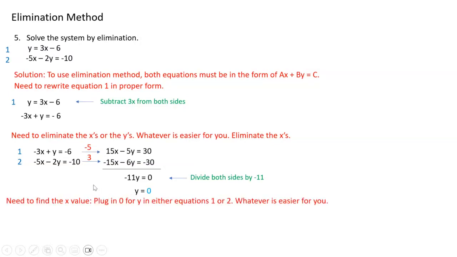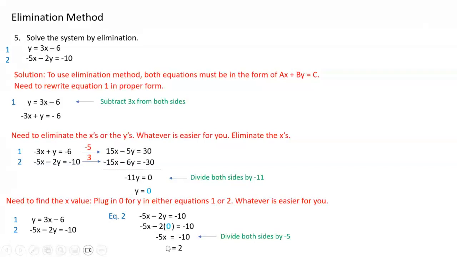Now I go back and plug in 0 for y in another equation. This time I'm going to use equation number 2, right? It doesn't matter what you use, but I'm going to use equation number 2. So I'm going to plug in 0 for y. This gives us -5x equals -10. Then we divide both sides by -5, and the result is x equals 2. So that's my solution, 2, 0, and it's called a consistent independent system.